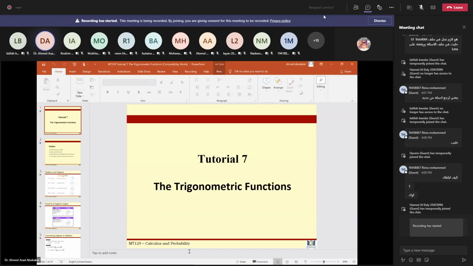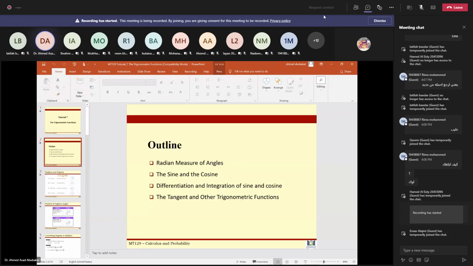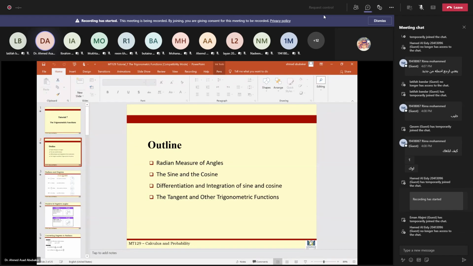Bismillah ar-Rahman ar-Rahim. Insha'Allah, today we will start with tutorial number 7, trigonometric functions. In this tutorial we will study how to convert from radian measure to degree measure, and we will study the trigonometric functions in a right triangle, how to find the derivative and integration of the trigonometric functions sine and cosine. Also we will study the tangent: how to find the derivative and the integration of the tangent, not the tangent line, the tangent trigonometric function.